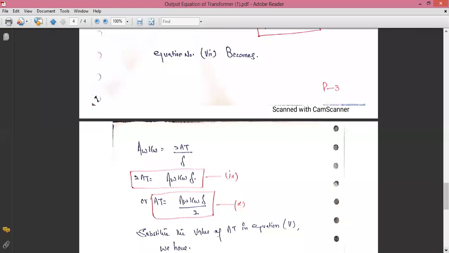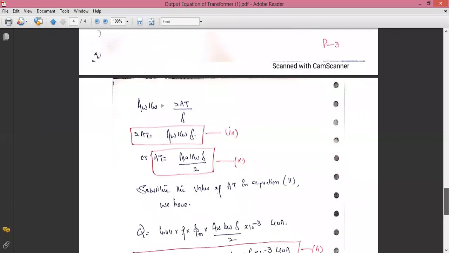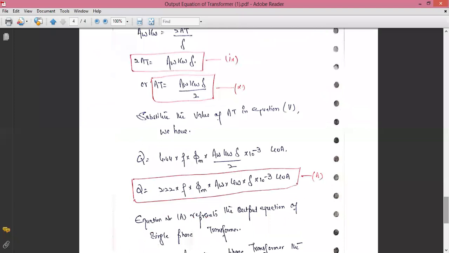Now I can simply substitute equation number 10 in equation number 5. You can see Q = 4.44 into f into phi m into AT, and in place of AT we get Aw Kw delta upon 2, into 10 raised to power minus 3. When I solve it, we get Q = 2.22 into f into phi m into Aw into Kw into delta into 10 raised to power minus 3. This is called equation number A. Hence, this equation number A represents the output equation of a single phase transformer.